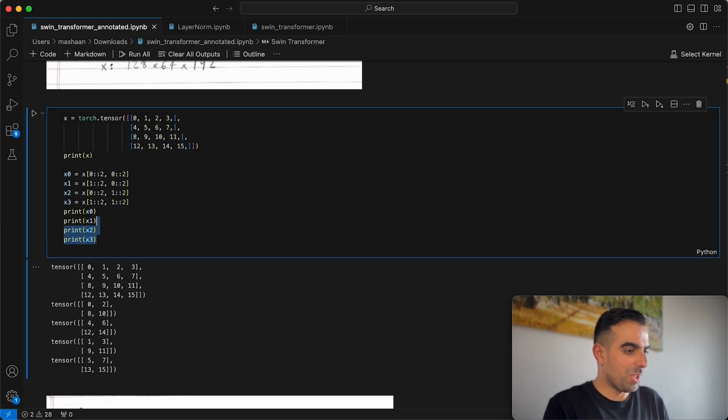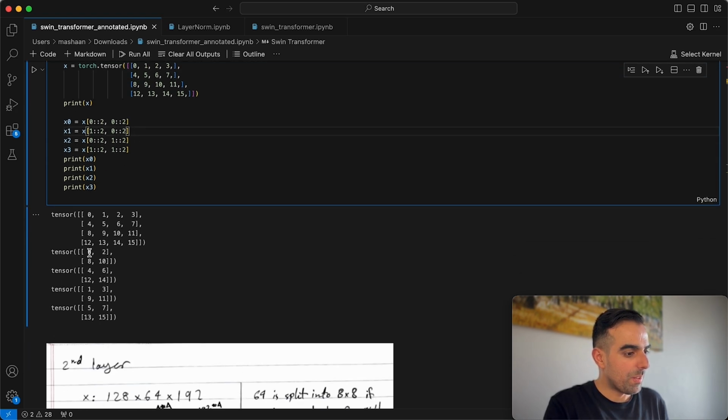So I got this piece of code just to make sure that the patch merging works as I expected. So the first window is 0, 1, 4, 5. 0, 4, 1, 5 will be stacked along the channel dimension, and they will be merged together.